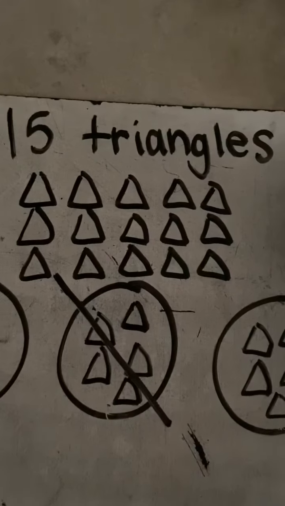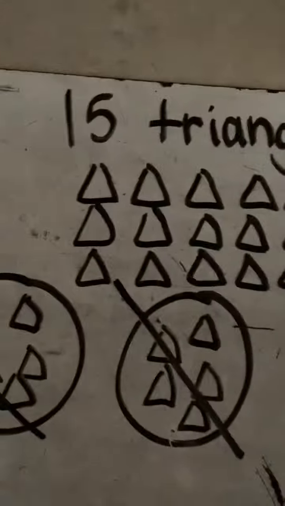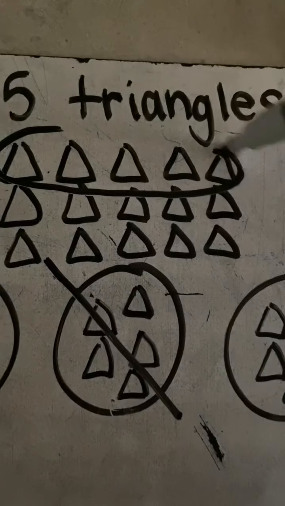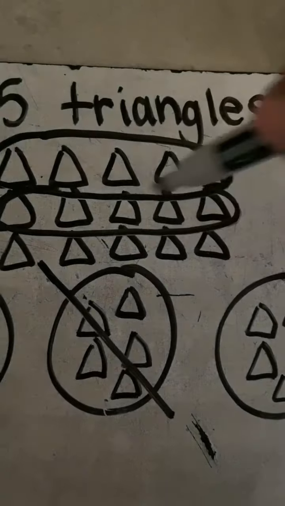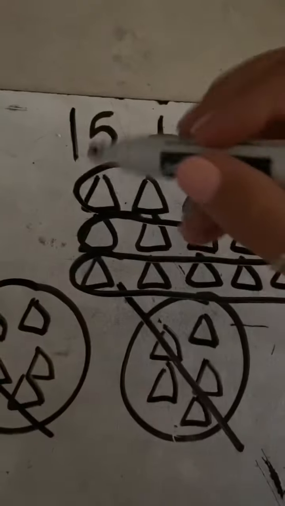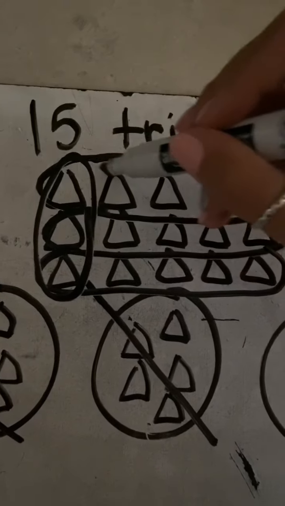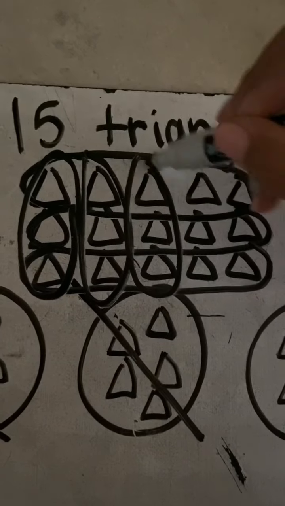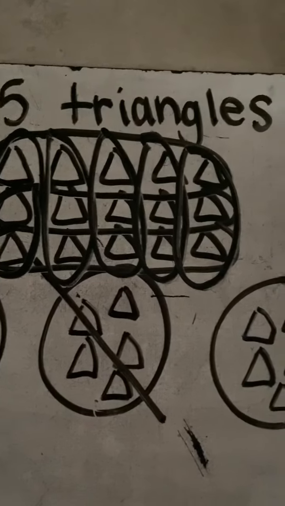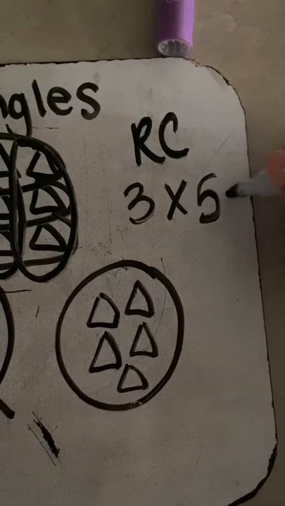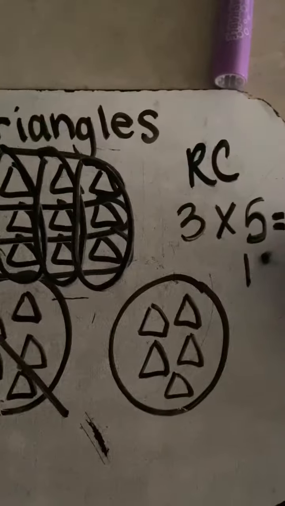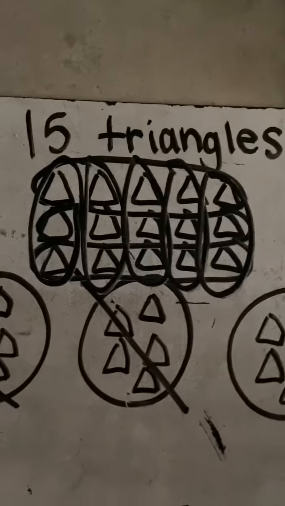They're equal. So RC, how many rows do I have? Let's count them and circle my rows. So 1, 2, 3 rows times how many columns? 1, 2, 3, 4, 5. So I have 3 times 5 equals 5, 10, 15. So there's my first array.